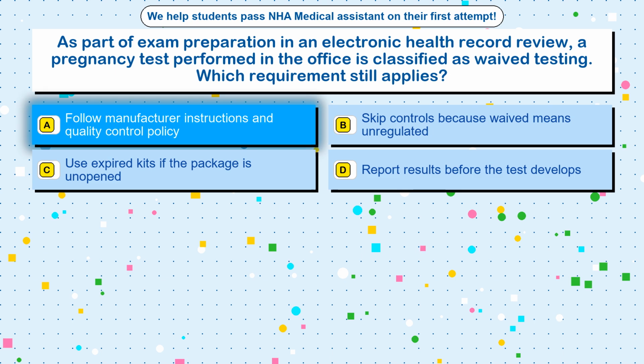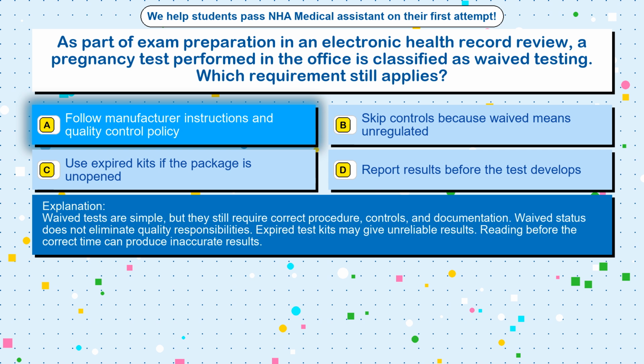The correct answer is option A. Follow manufacturer instructions and quality control policy. Waived tests are simple, but they still require correct procedure, controls, and documentation. Waived status does not eliminate quality responsibilities. Expired test kits may give unreliable results. Reading before the correct time can produce inaccurate results.